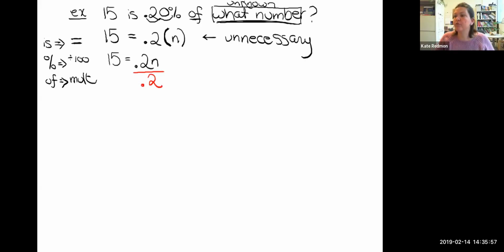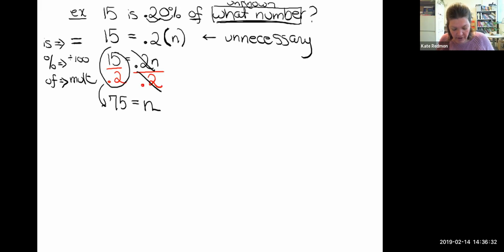Wonderful. And the rule of solving equations is as long as I keep the equation balanced by doing the same thing, I can do whatever I want. So I'm going to keep that equation balanced by jumping over here and dividing by the exact same number. Now we'll see what happens. If I take 15 and divide by 0.2, I get 75. That was what I saw on the left-hand side. I'm just simplifying. And on this side, multiplying by 0.2 and dividing by 0.2 cancel so that my n is alone. So 15 is 20% of what number? It's 20% of 75. I just solved my equation for the unknown number.